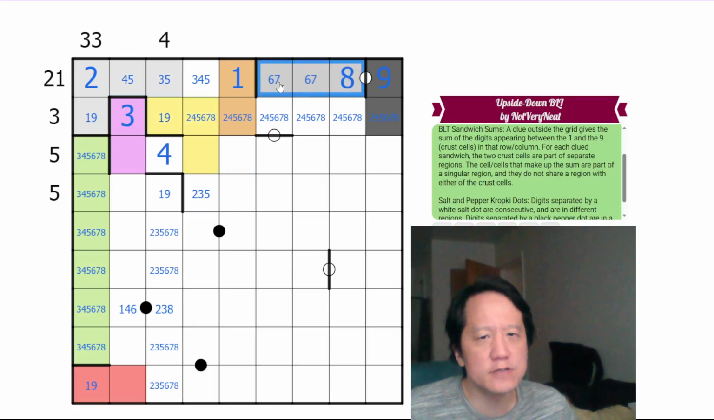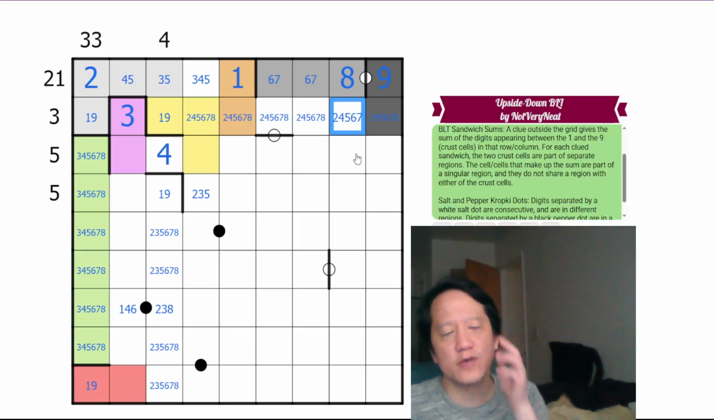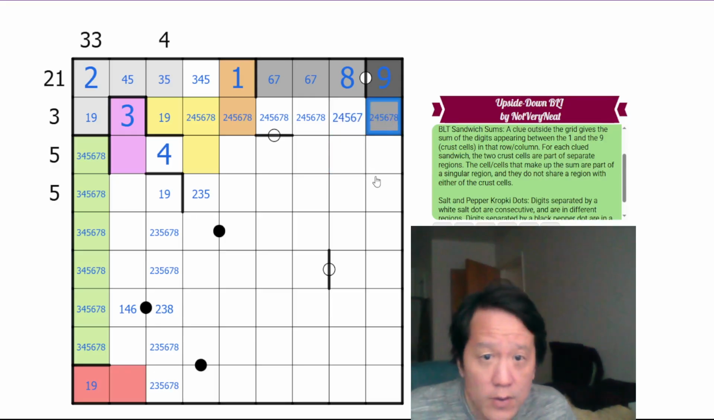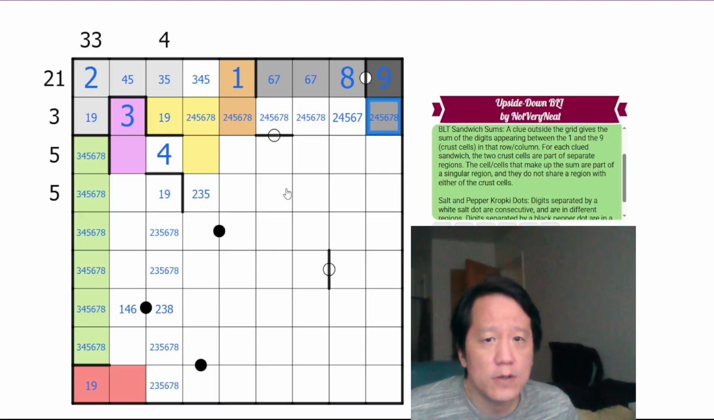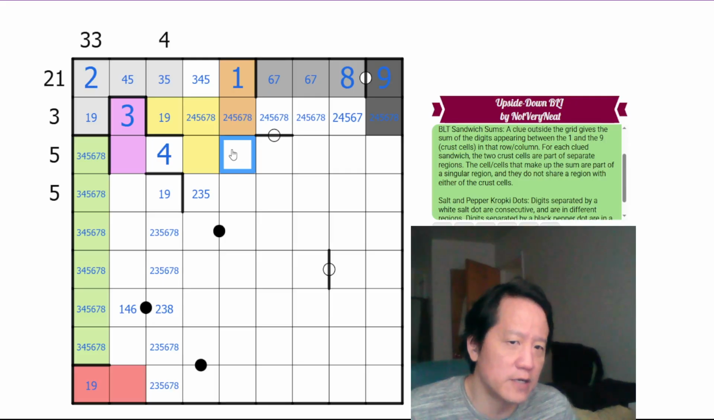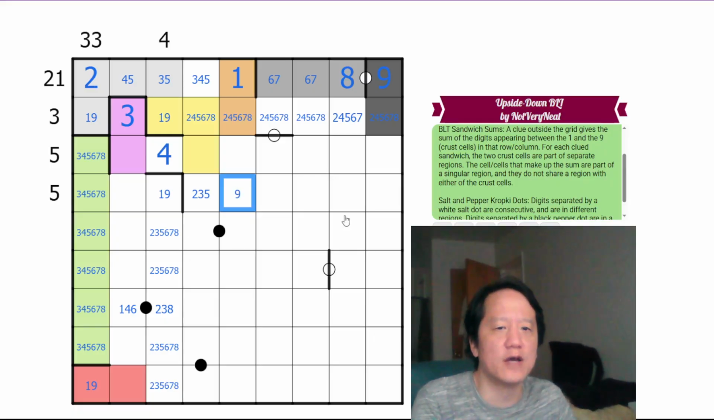6, 7, and 8 go here. This can't be 8 because of 8 in the column. One can't be here, but 9 could. And this has to be so this is either 9 here, which makes this 5 and 1, or it's 2 or 3.